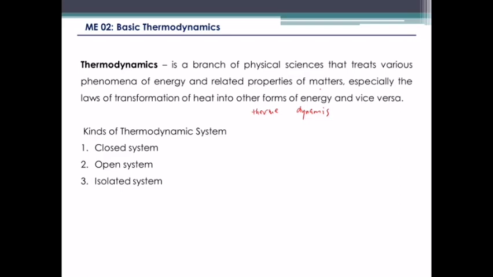Second is an open system. It is one across whose boundaries a flow of mass is allowed. And the third one is the isolated system. It is one which is completely impervious to its surroundings. Neither mass nor energy can cross its boundaries. An open system is also known as a control volume. Examples of that are a compressor, a turbine and a nozzle. Those are examples of an open system.